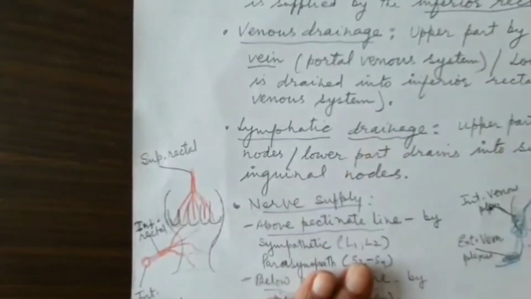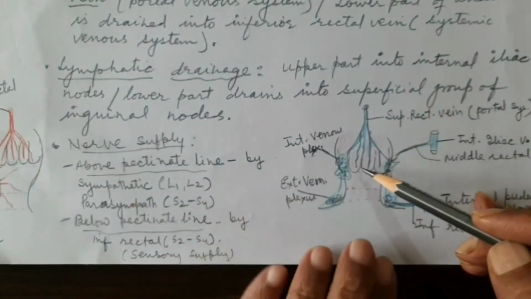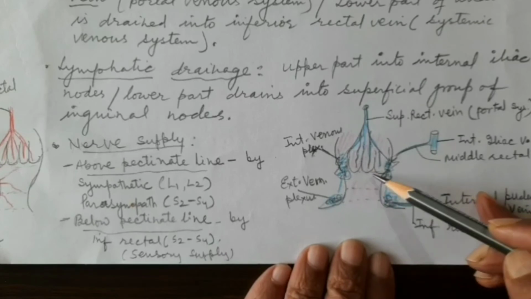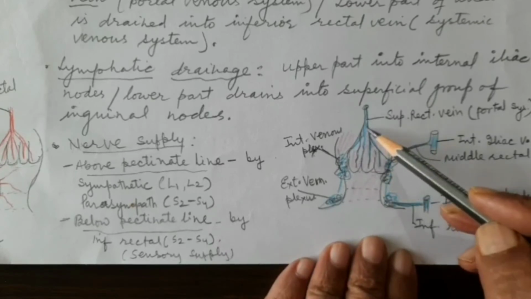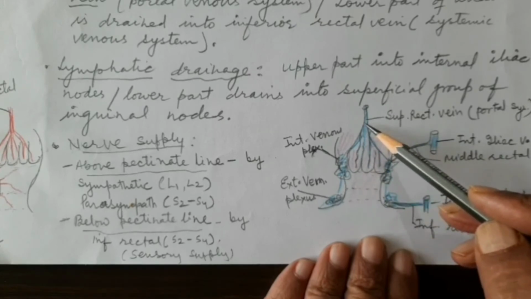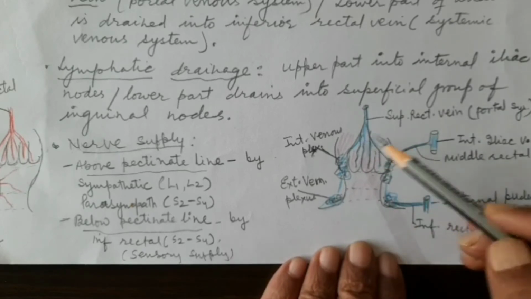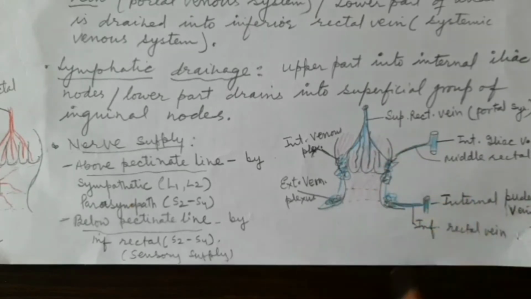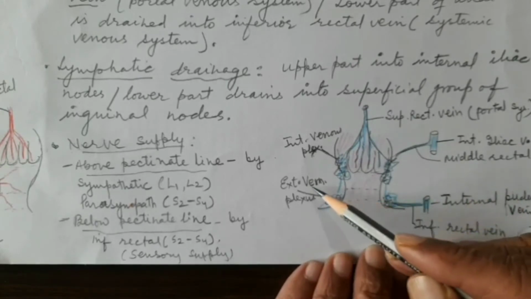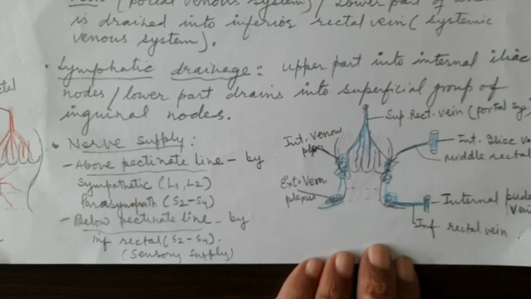Now the venous drainage. The upper part of the anal canal, up to the pectinate line, is drained by the superior rectal vein, and this will ultimately drain into the portal venous system, while the lower part of the anal canal is drained into the inferior rectal vein. The inferior rectal vein will open into the internal pudendal vein.